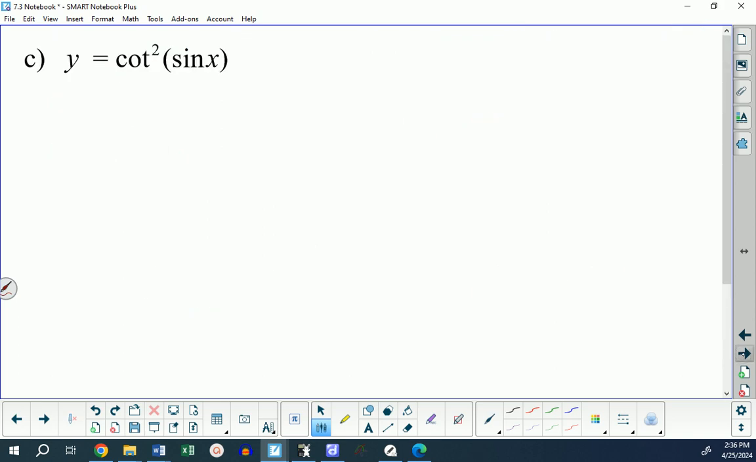Next one, cotangent squared of sine of x. These questions are not really that complicated. They're not massive in the scope of the math. But you have to follow the rules to get the right answer. This is a power. It's a square of something, right? You probably don't need to see it written this way.